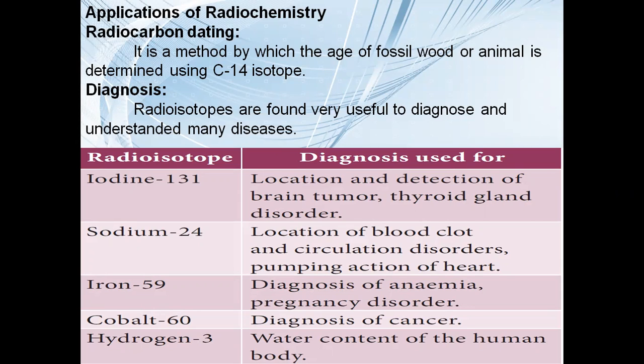The first use is radiocarbon dating, along with diagnosis and radiotherapy. What is meant by radiocarbon dating? It is a method by which the age of fossils, wood or animals is determined using carbon-14 isotopes. Radiocarbon dating means we find out the age of fossils, wood or animals using carbon-14 isotopes.